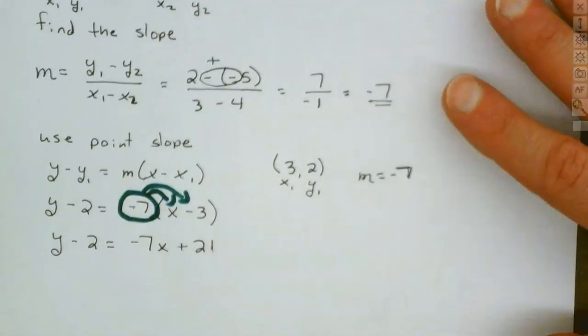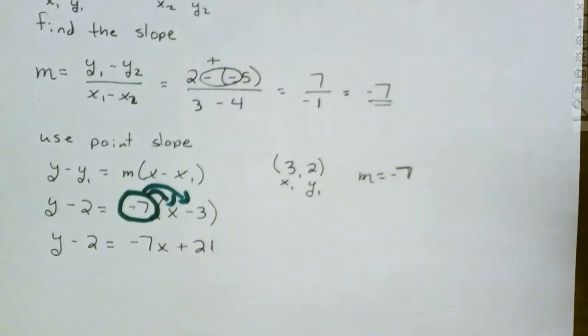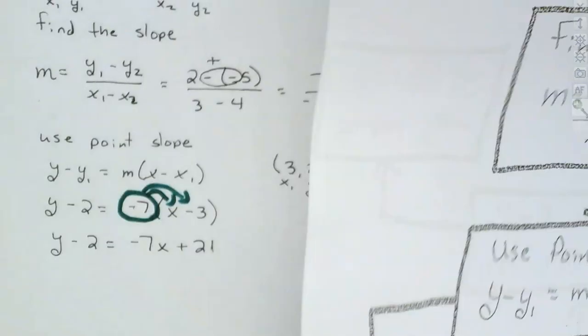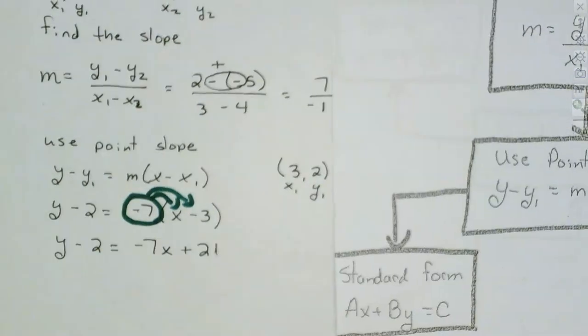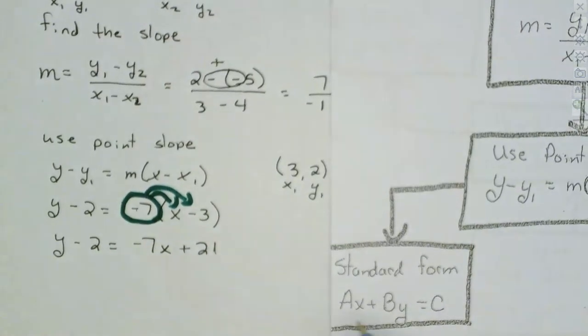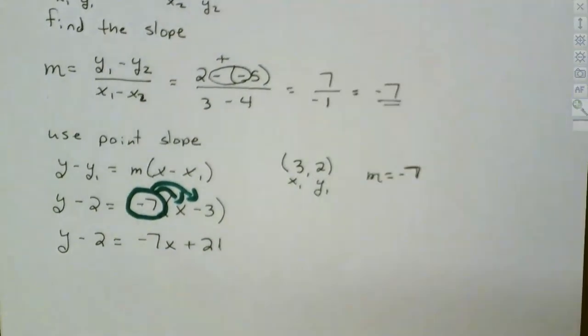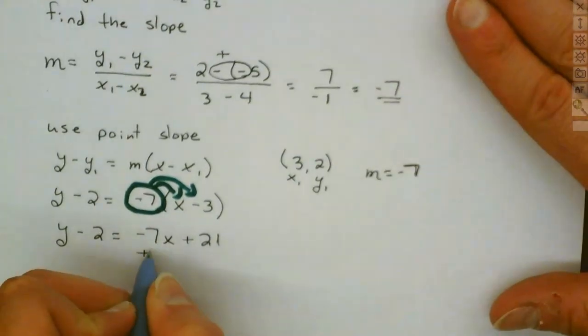Right? Now we want this in standard form, and what does standard form look like? Okay. Here's standard form. So it needs to look like this. No fractions, no decimals. We don't have any of those. We need to move that 7x over.